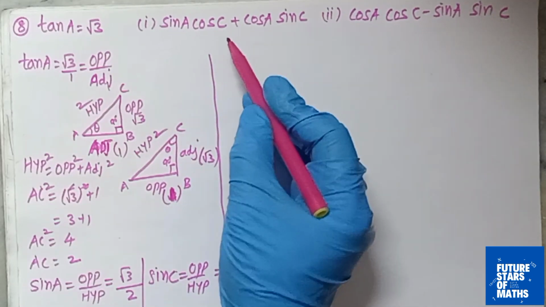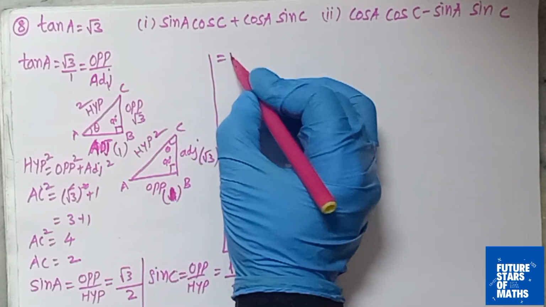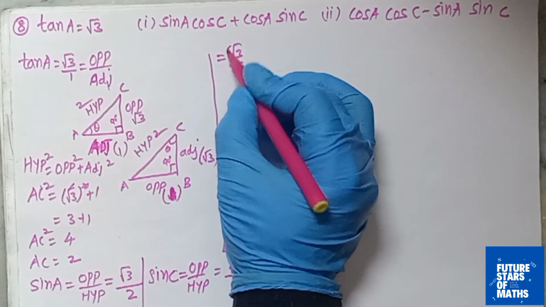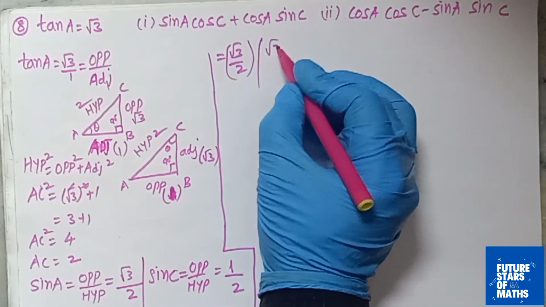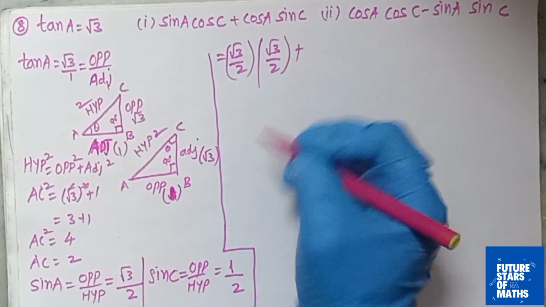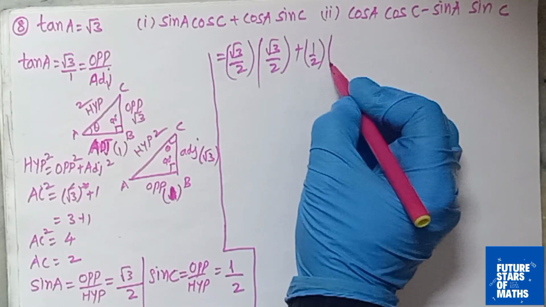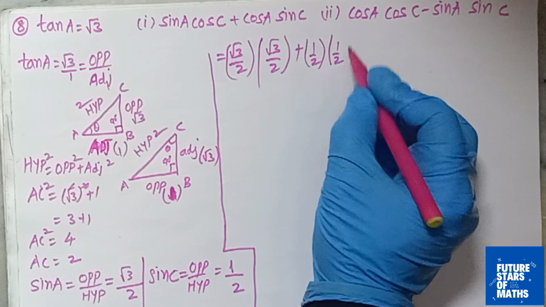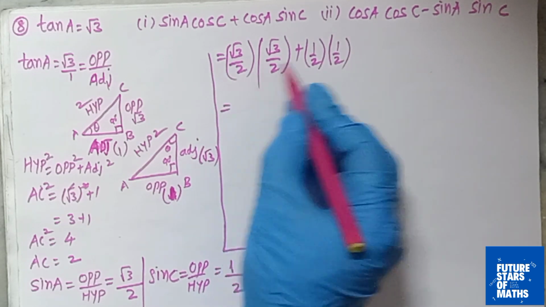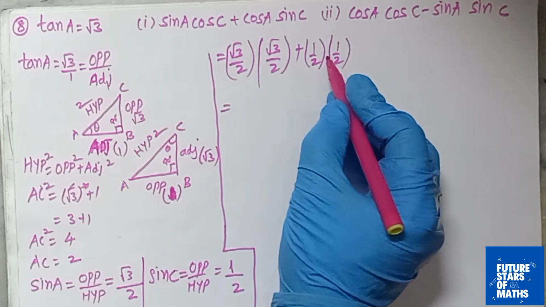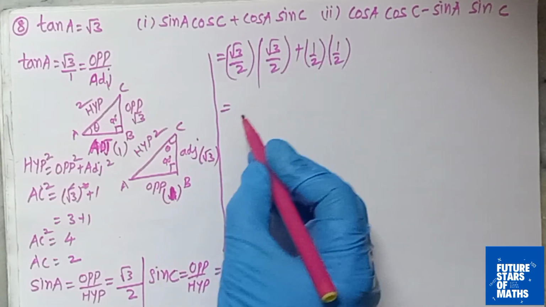Now we will find these values. What is sin A? Root 3 by 2. Then cos C. What is cos C? Root 3 by 2. Plus cos A. What is cos A? 1 by 2. Sin C, 1 by 2. Now in between these two we have a multiplication sign, and in between these two also we have a multiplication. So first we will multiply, then we will add.